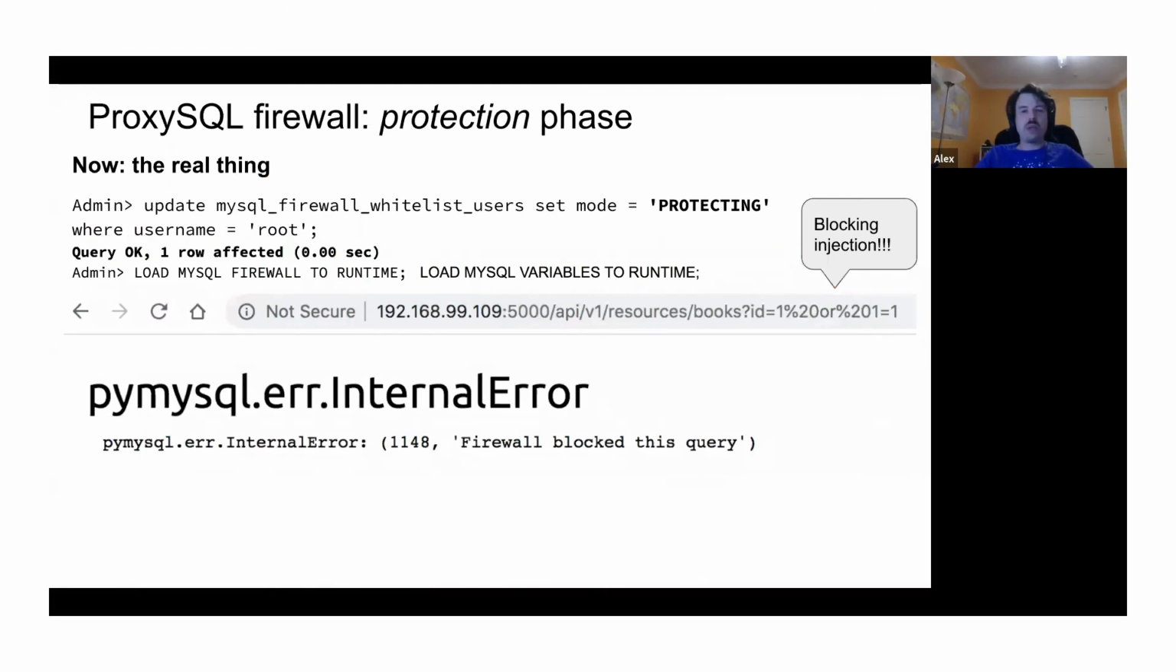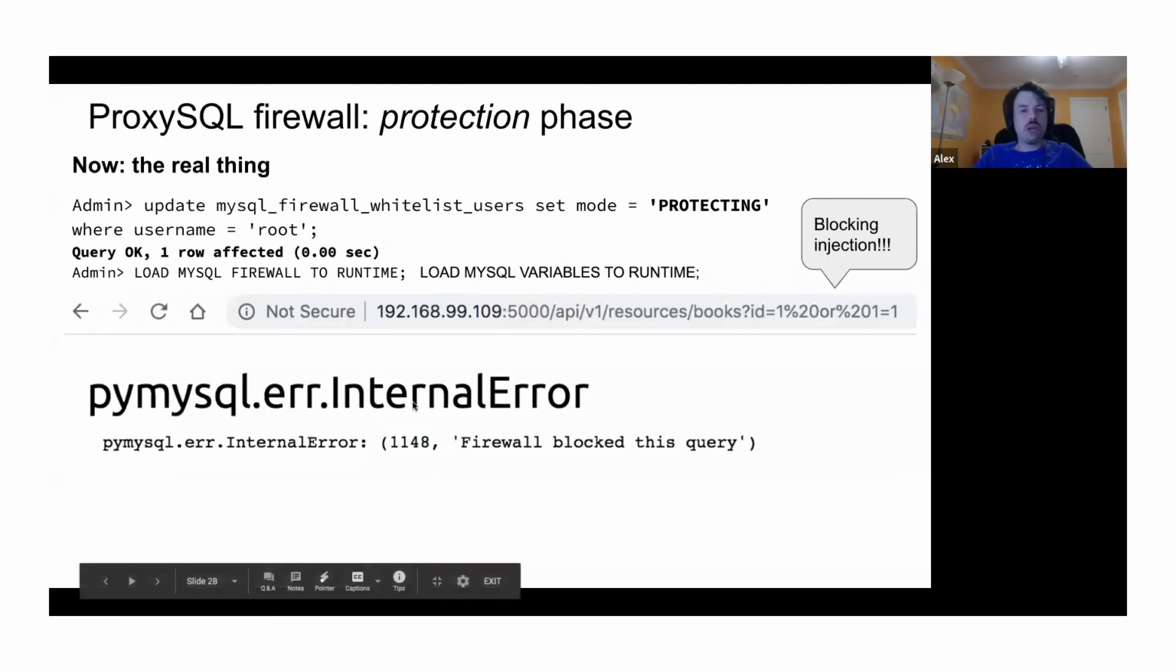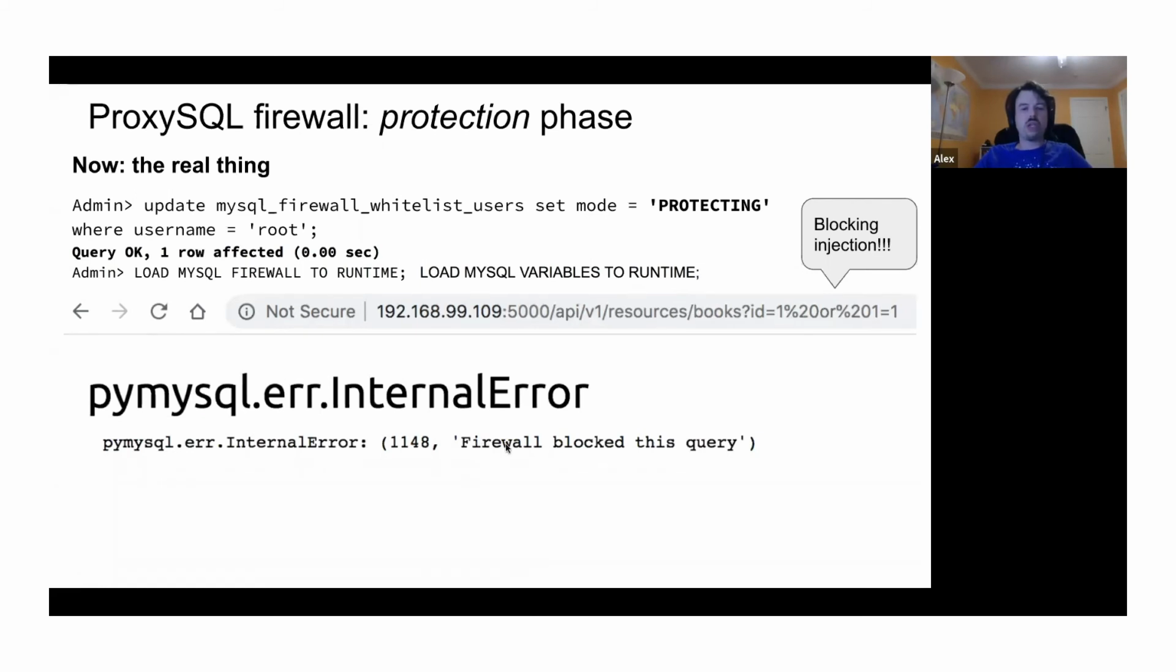Now, finally, we're protecting. Now, the real thing. We have set the mode to protecting, and now we are blocking SQL injection. And here my API is in debugging mode, so that will show me the actual error. We can see that ProxySQL will return an error, and the error text says firewall blocked this query. We can actually change that error description to anything else. So this is good. This is a big success.